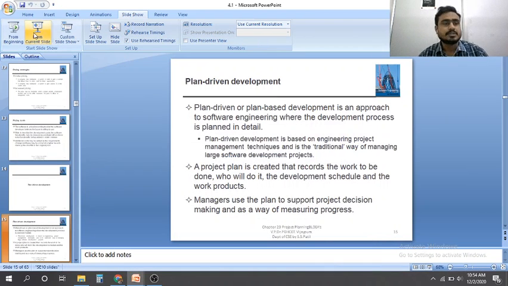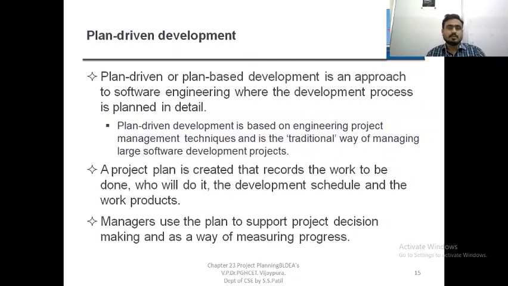Hello all, in today's session we are going to discuss plan driven development. Plan driven or plan based development is an approach to software engineering where the development process is planned in detail. It's nothing but planning. Plan driven development is based on engineering project management techniques, and it is a traditional way of managing large software development projects.